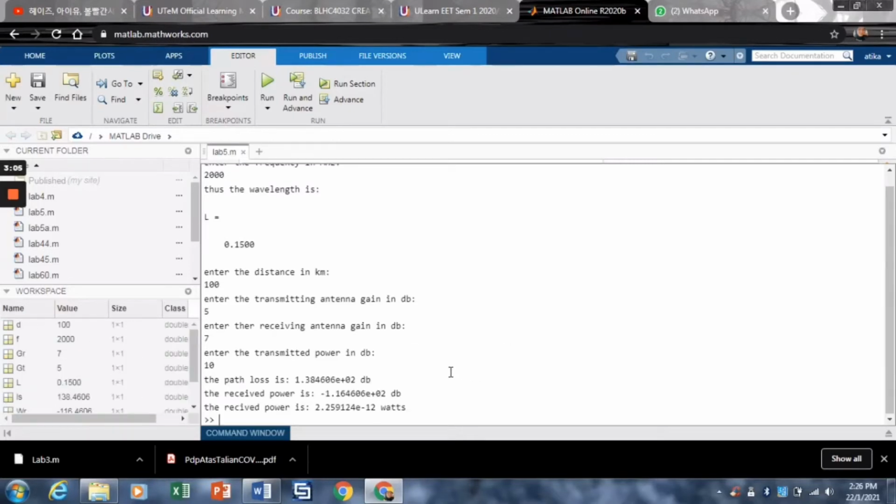Based on this simulation of MATLAB coding, we can automatically find the free path loss in dB. Secondly, we can find the received power in dB, and thirdly, we can find the value of received power in watt. That's all. I'm going to pass to my friend to continue the explanation.